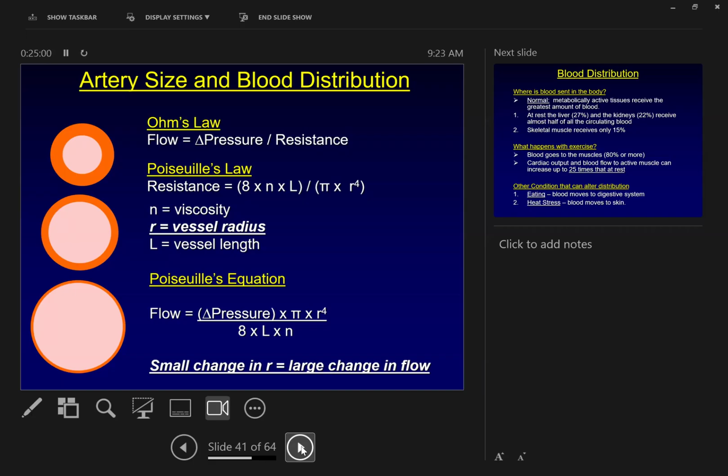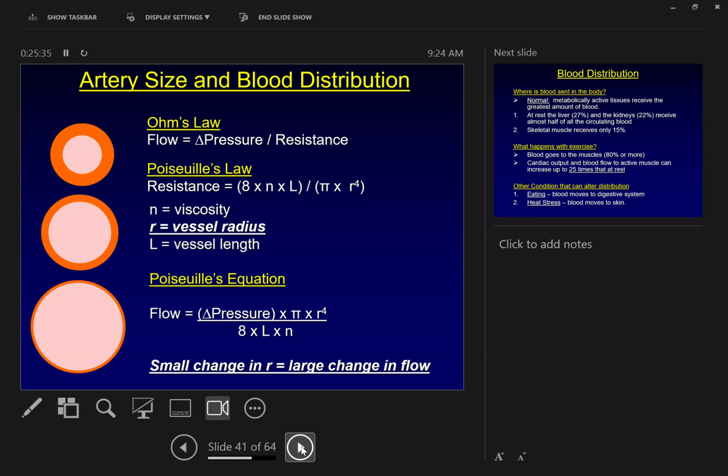Now, there's another law called Poiseuille's law. I promise I'll not make you all spell Poiseuille. Poiseuille's law tells us that resistance to flow of a fluid or of air is equal to 8 multiplied by N, which is the viscosity of the fluid or the air, multiplied by the length of your tube, divided by pi, multiplied by the radius of the tube to the 4th power. You don't have to know all of this, okay?